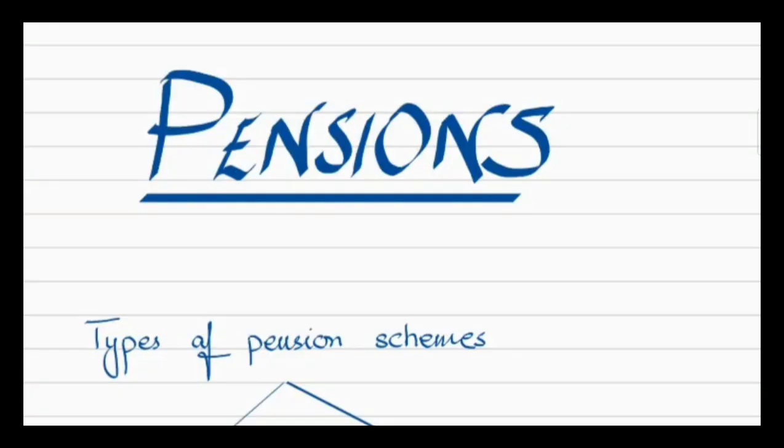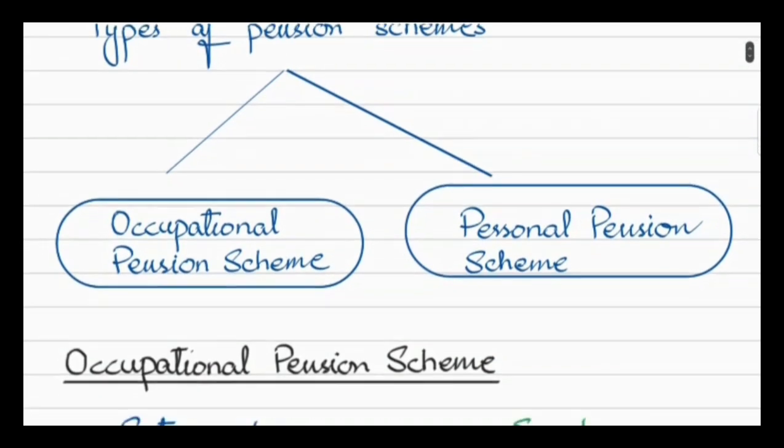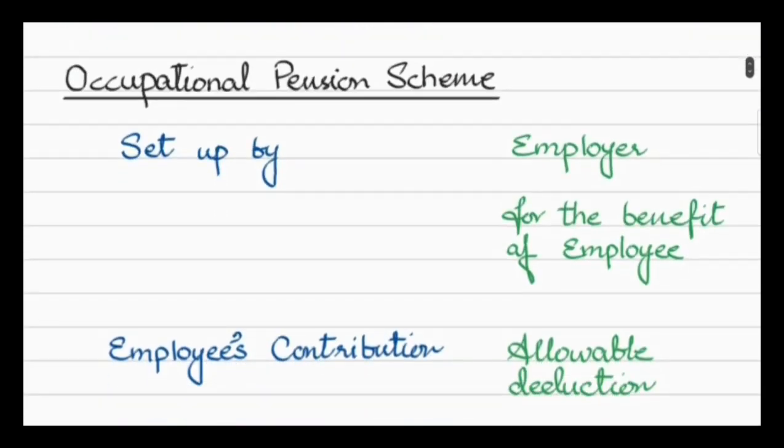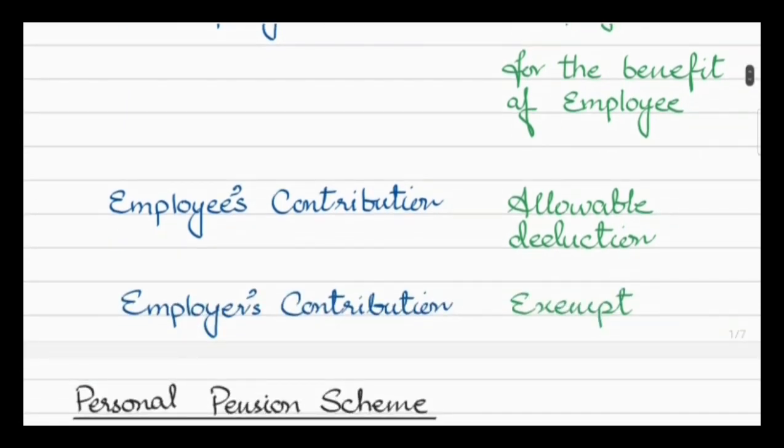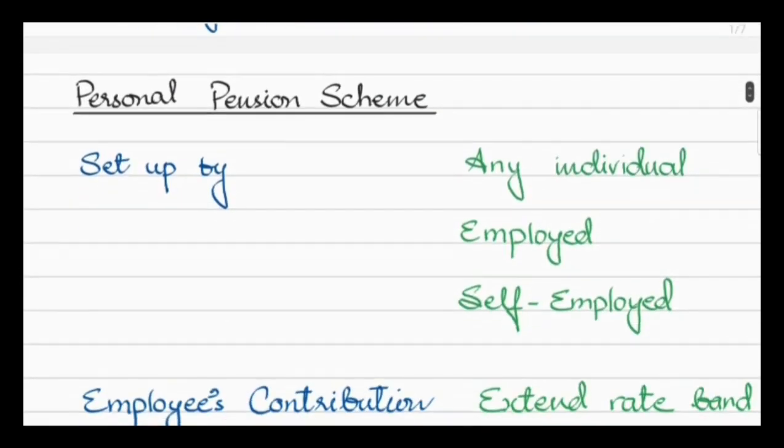Next topic, pensions. Types of pension schemes: occupational pension scheme and personal pension scheme. Occupational pension scheme is set up by employer for the benefit of employee, and in this form of pension scheme, the employee's contribution is allowable deduction while employer's contribution is exempt.